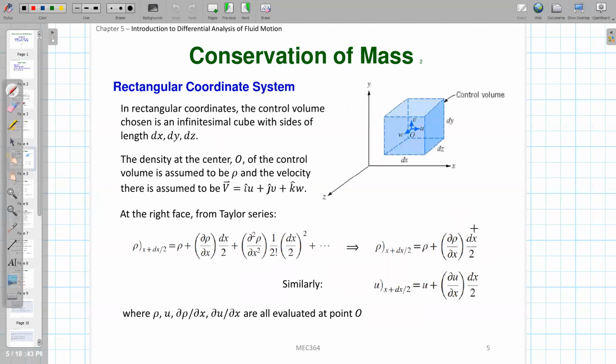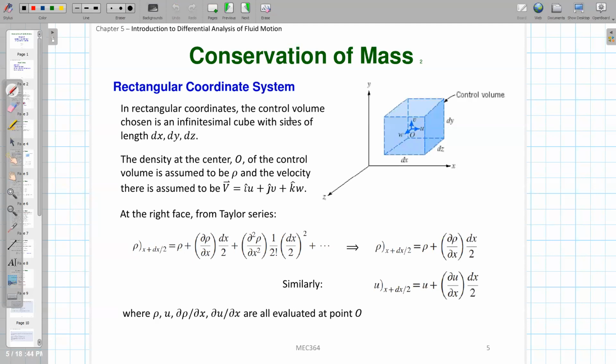And how is the differential volume defined? The definition of this differential control volume is based on which coordinate system you use. We will do two kinds of coordinate systems. The first one is the rectangular coordinate system. Assume that we have this XYZ coordinate system, and we have a very tiny control volume inside the fluid. And assume that the center of this control volume is O.